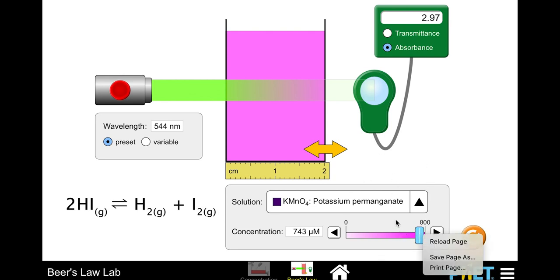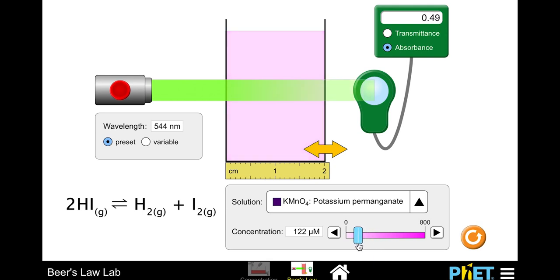Then we can also start the reaction between hydrogen and iodine. So we are starting with a colored mixture, but as the reaction progresses, the color intensity decreases. As the color intensity decreases, the absorbance decreases, while the transmittance, the amount of light being transmitted, increases.